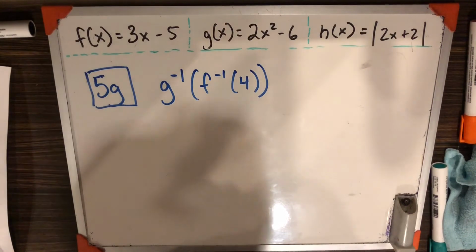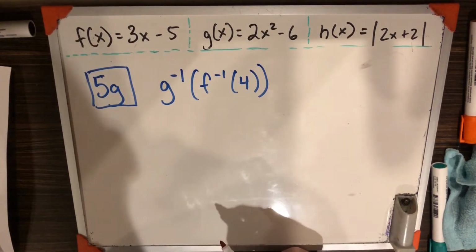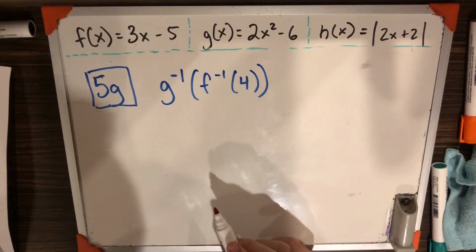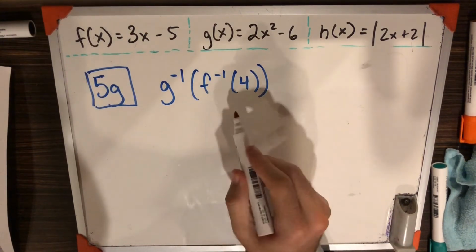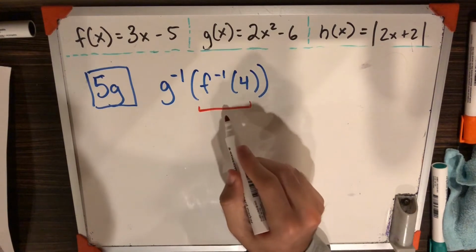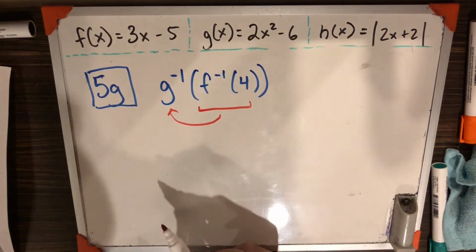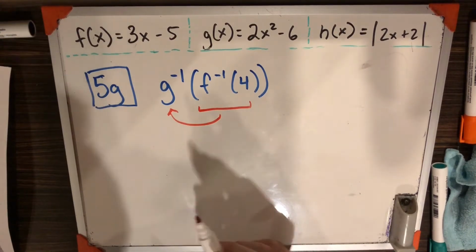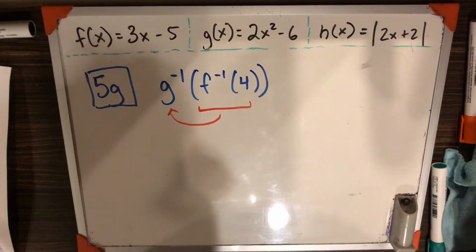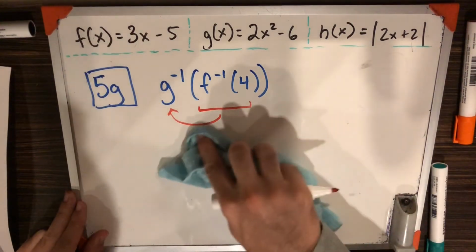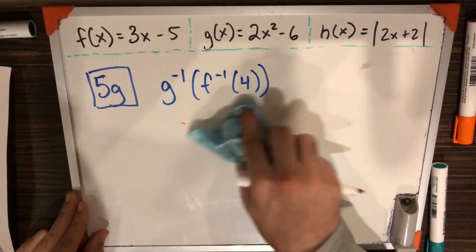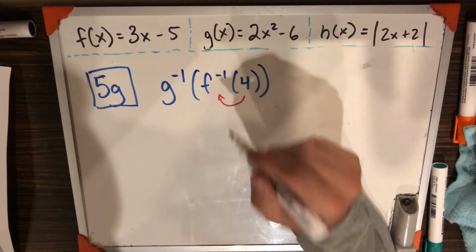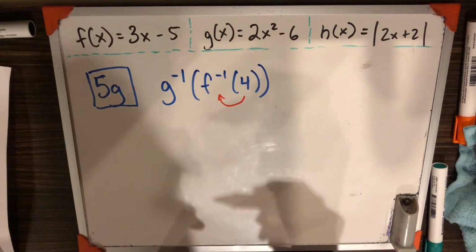All right, 5g. We're getting a bit more complicated. Okay, so we have g inverse of f inverse of 4. So again, we need to find this value first before we put this in for g inverse. Okay, there's a couple ways to do this. I will try to do this the simplest way I can show you. I know I'm putting in 4 into f inverse. Okay, let's find out what the value of that is first.